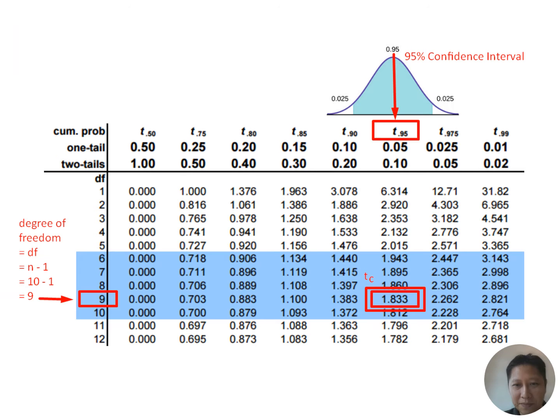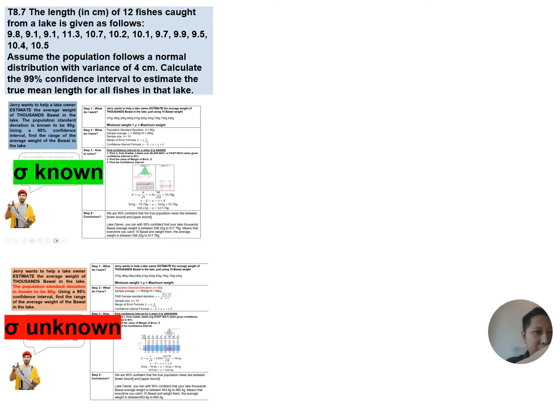Last question. P8.7. Let's read the question. The length of 12 fish caught from a lake is given as below here. 12 fish, their length. Assume that the population follows a normal distribution with a variance of 4 cm. We are given the variance now, not the standard deviation. No worry, they are cousins. They are relatives. Now we want to calculate a 99% confidence interval to estimate the true mean length of all fishes in that lake.